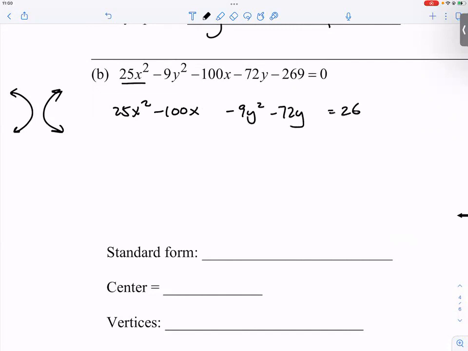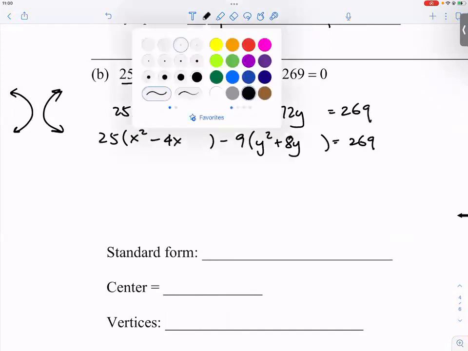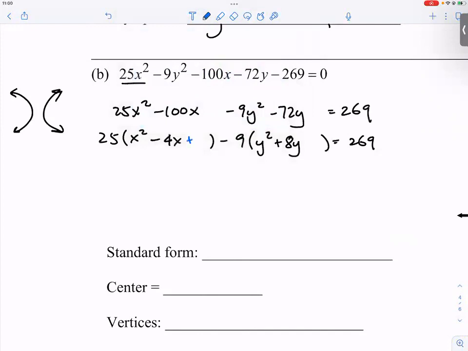It's equal to 269. So just like before, you want to make sure the coefficient of x squared is equal to 1 so that you can complete the square. And same thing for y squared. And this will be a plus 8y equals to 269. And then you will have to add how many? You can add 4.